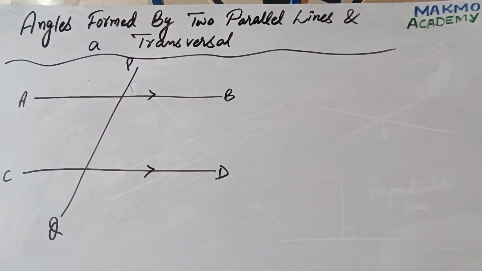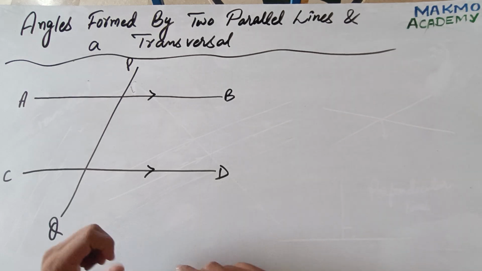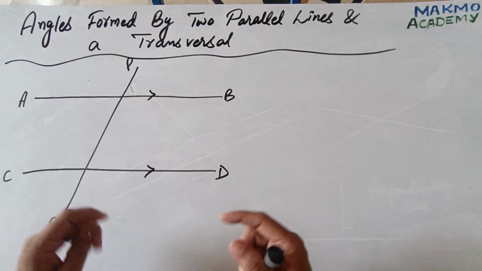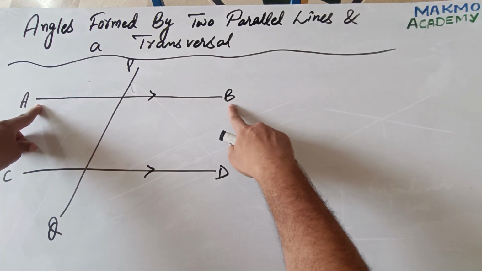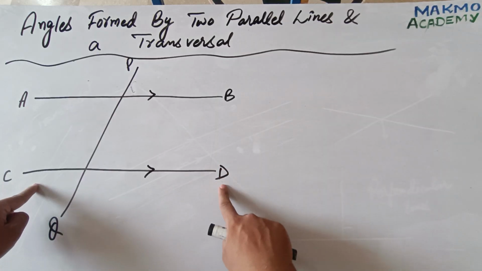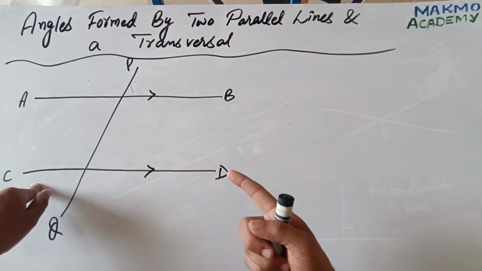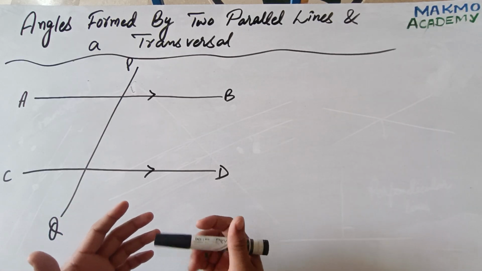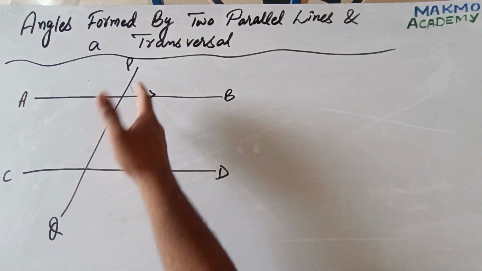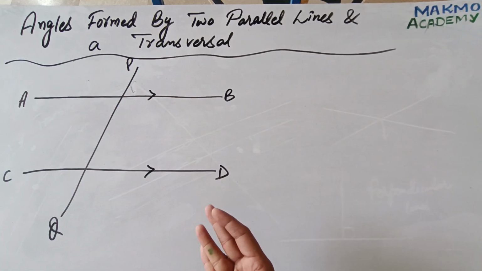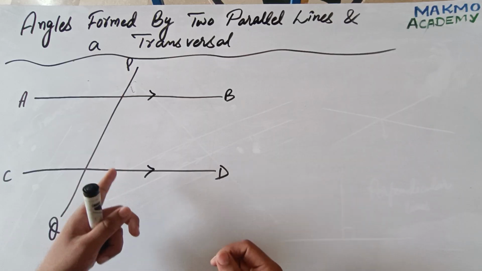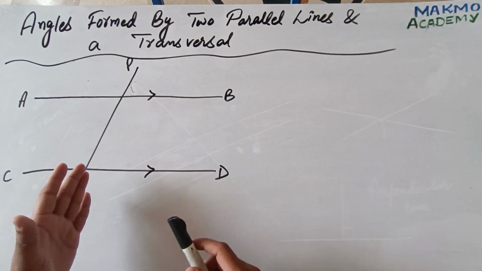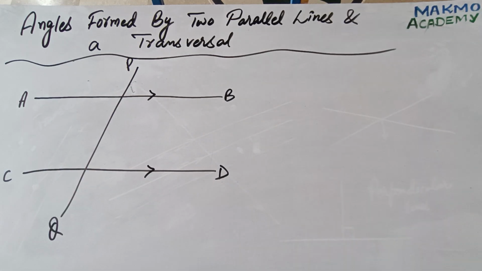Now let's look at this picture. In this there is one pair of parallel lines. There are two lines, line AB and line CD. These are parallel lines. And what is the transversal? The transversal is line PQ. How do we identify that this is the third line which is intersecting the set of parallel lines AB and CD? If the third line intersects two parallel lines, that line is called a transversal.